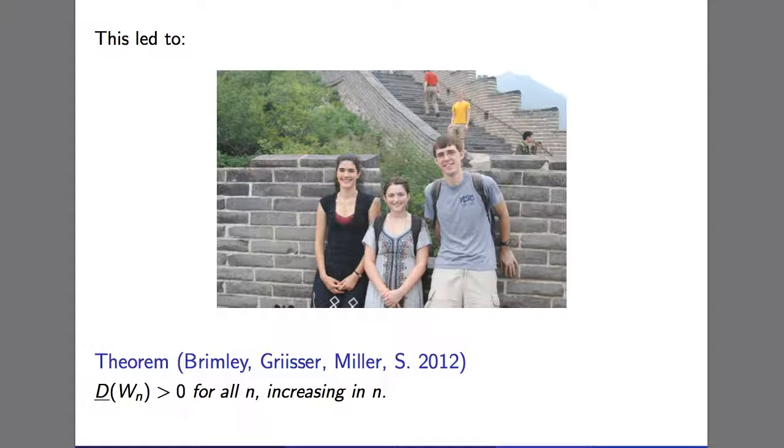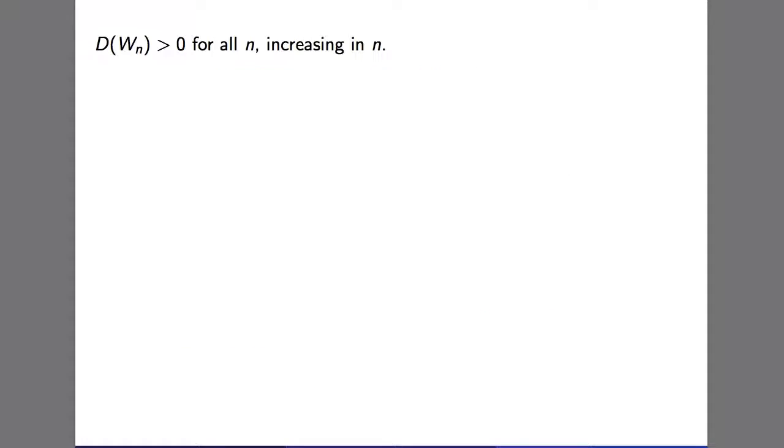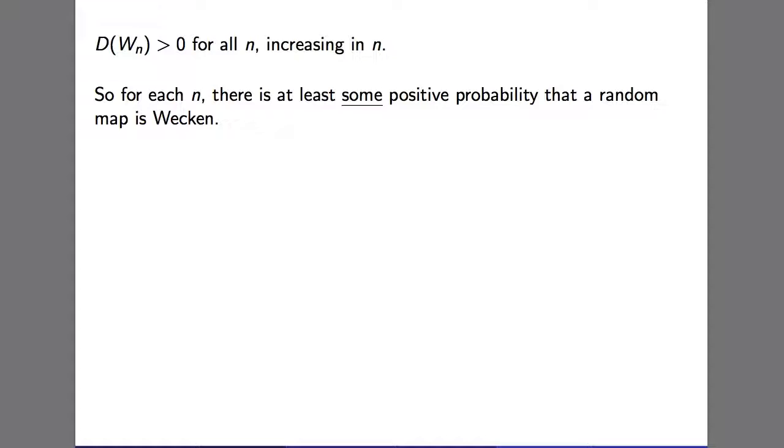This was the project that we worked on, and we showed that this Wn is the set of maps with the Bestvina-Handel property. We showed that the density is greater than 0 for all n. That is, the probability that the map has the property is non-zero. And this probability is increasing in n. So as n gets larger, it is more and more likely that the map has the property. All right? So the result was, for each n, there is at least some positive probability that a random map is Bestvina-Handel.